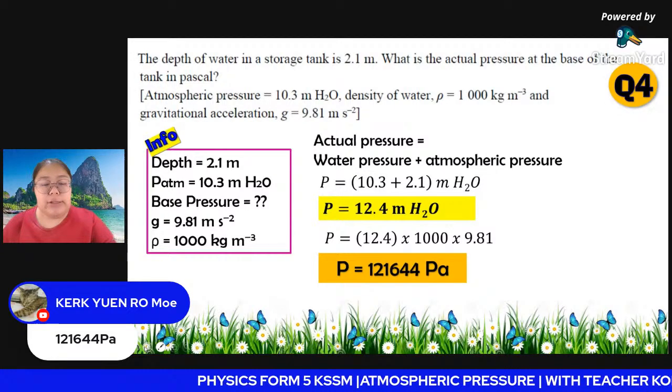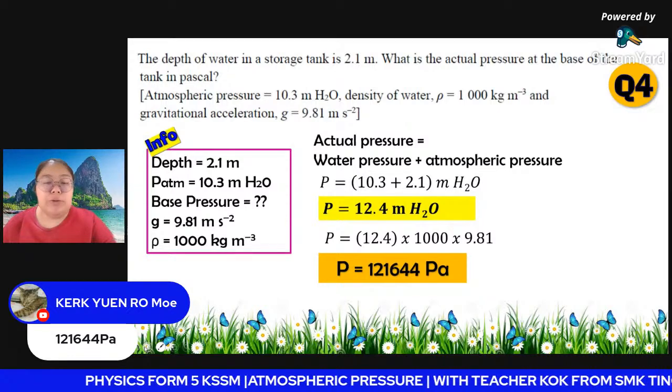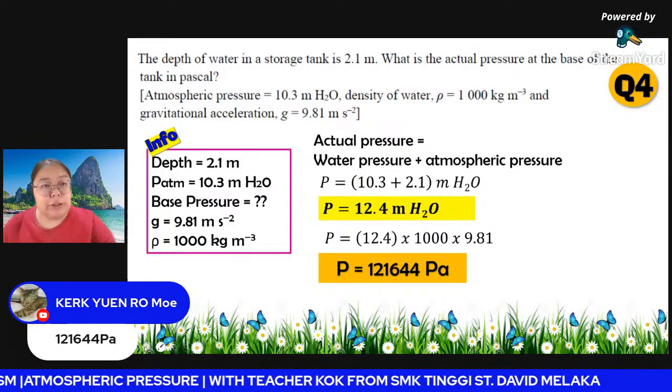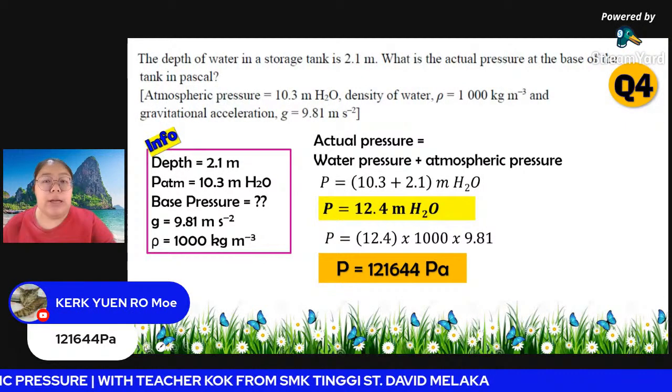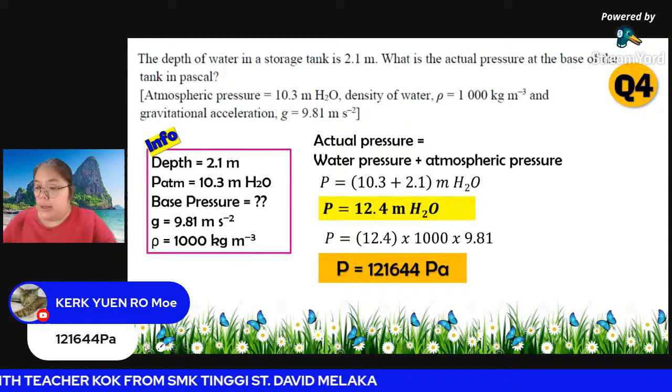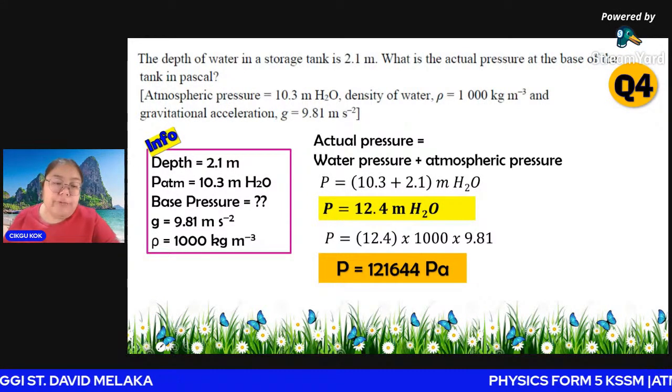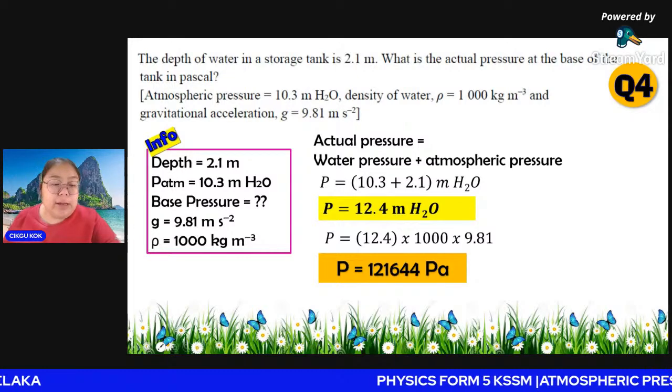Okay, so this one is how to convert. Better to do straightforward convert to Pascal first. We plus together become H2O. Then the last one we convert to the Pascal. Okay, so the four questions finish. Then we go to the formative practice.